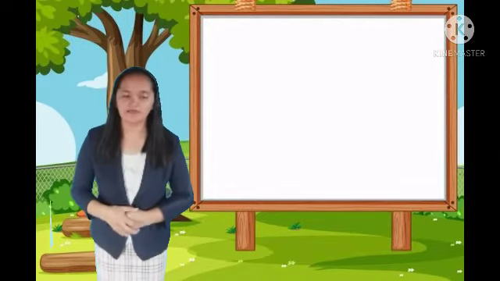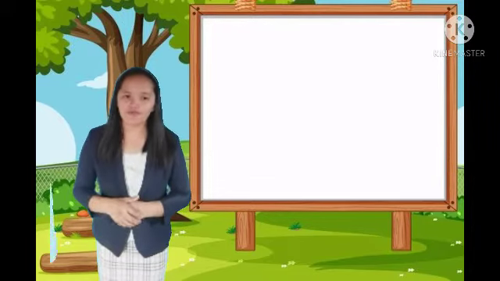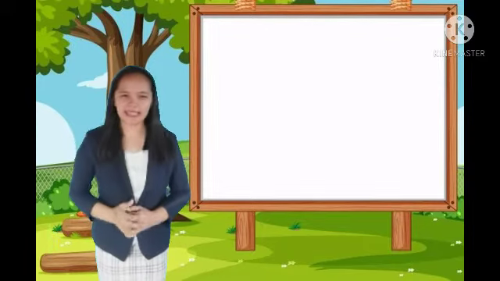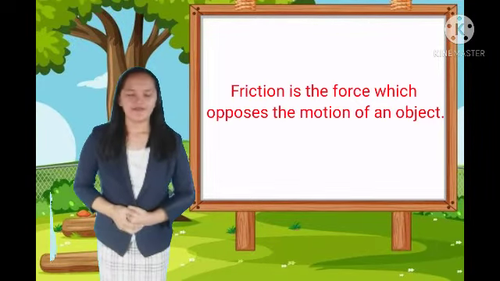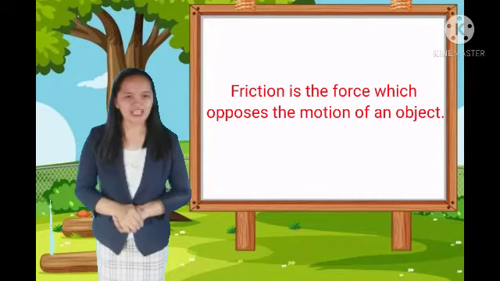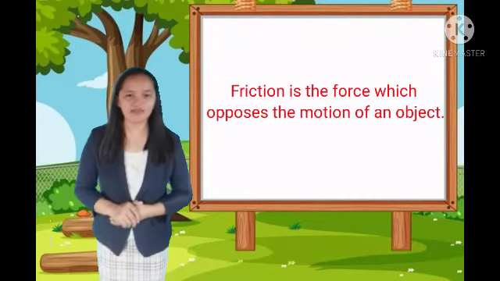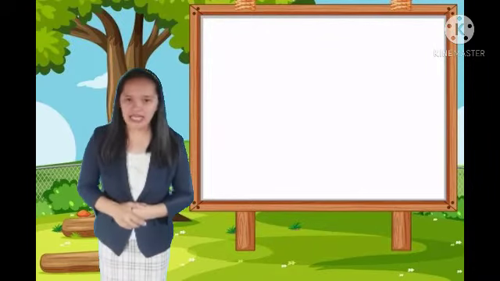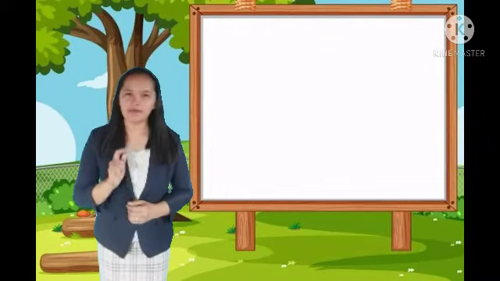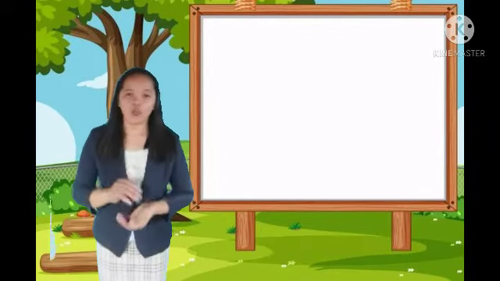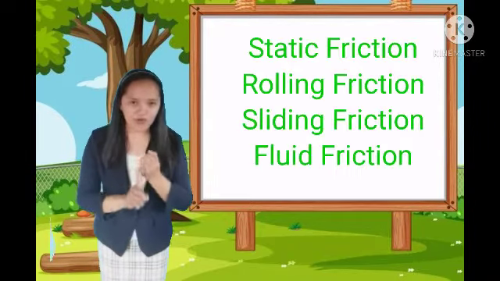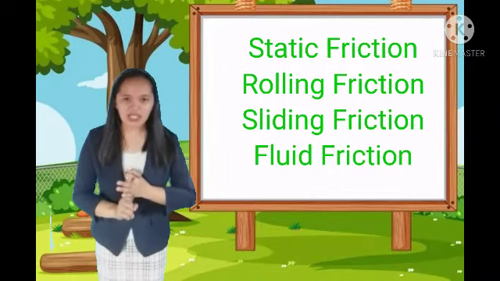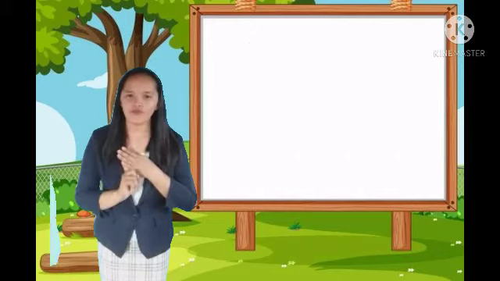But before we start our new lesson, last meeting we discussed the different types of friction. As a review, what is friction? Yes, Andy. Very good. Friction is the force which opposes the motion of an object. Now, who can give me the different types of friction? May I have Joanne? We have static friction, rolling friction, sliding friction, and fluid friction.